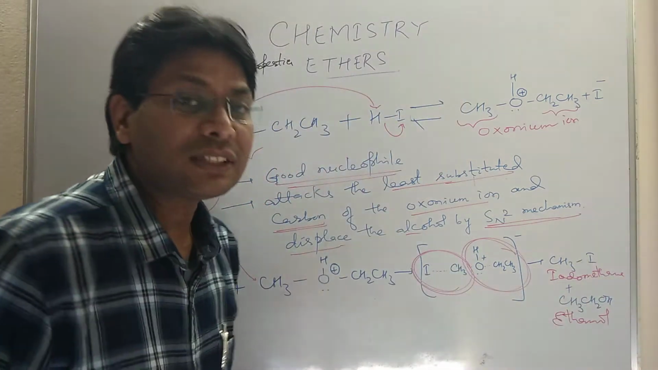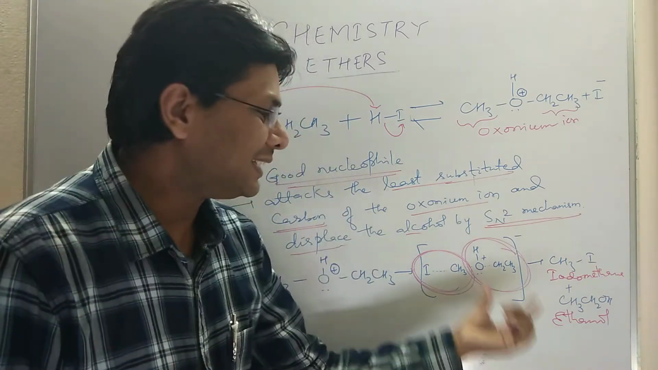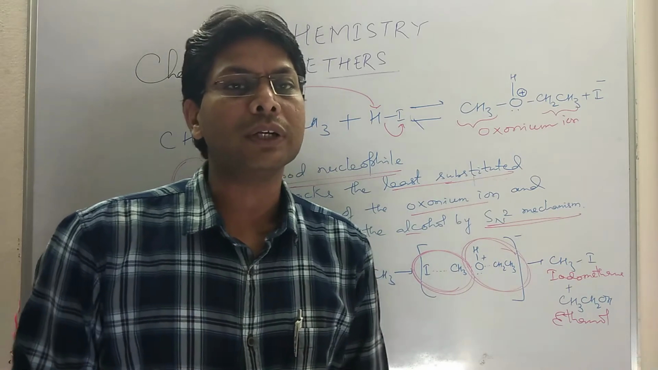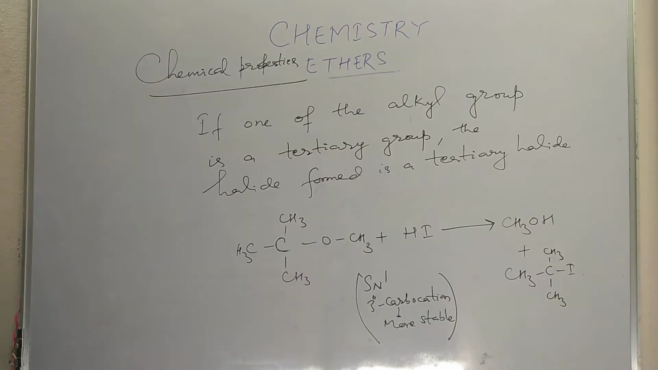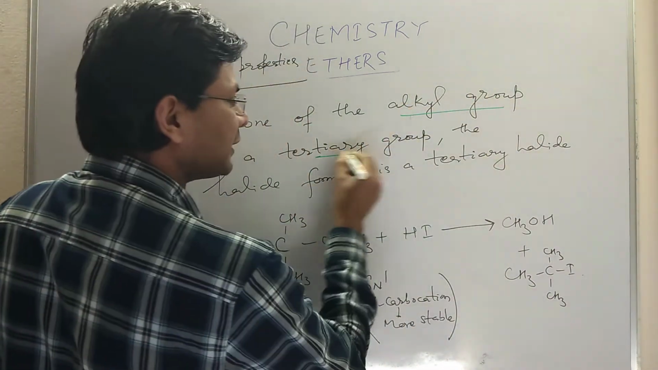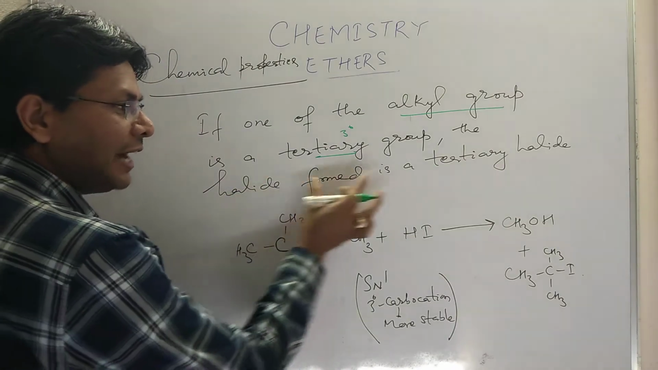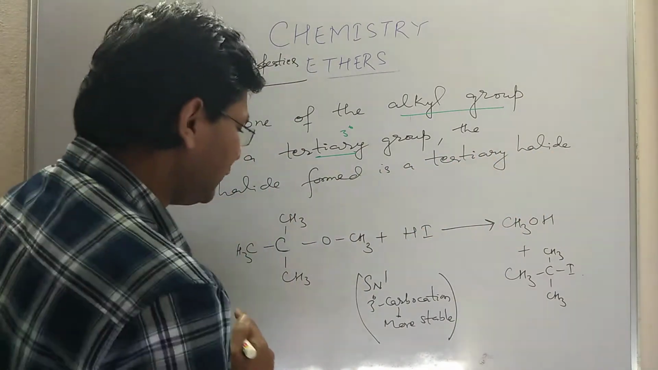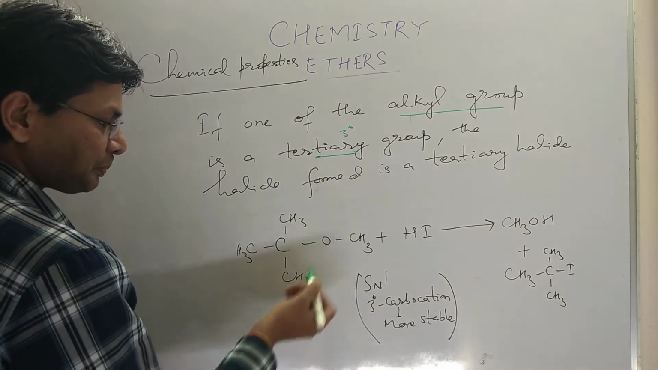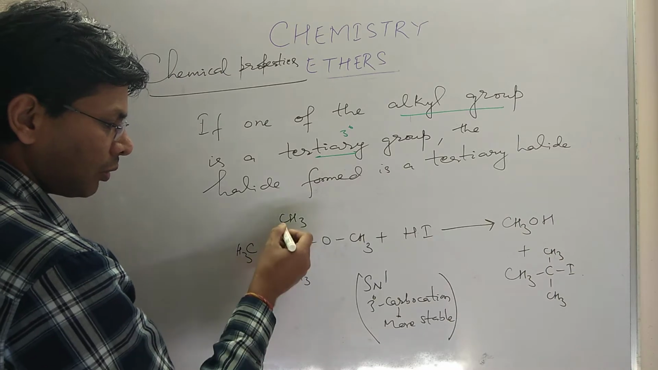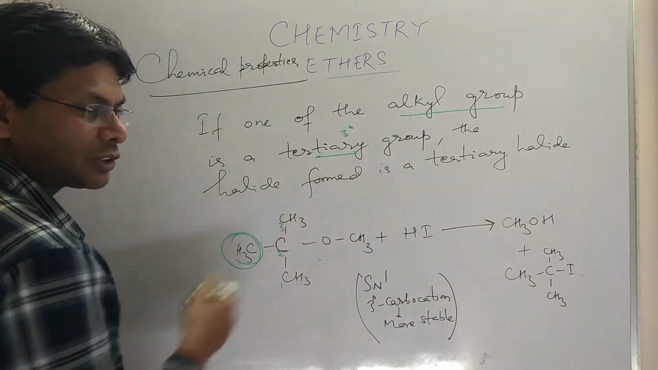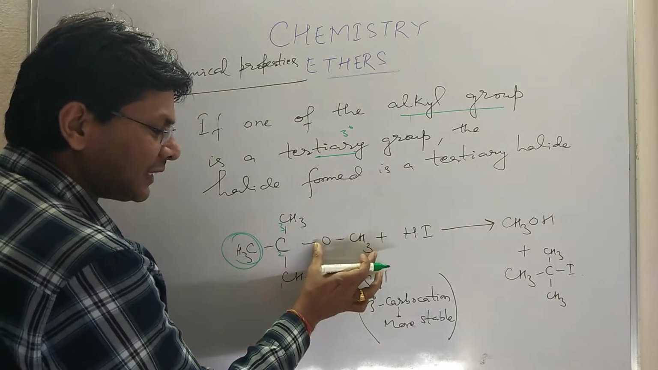When we have excess HI, this HI can further react with this ethanol to convert it into ethyl iodide. If one of the alkyl groups is a tertiary group, tertiary meaning 3-degree group, the halide formed is a tertiary halide. So if we see this ether, we can write the name of this ether like this. It is 2-methyl-2-methoxypropane.